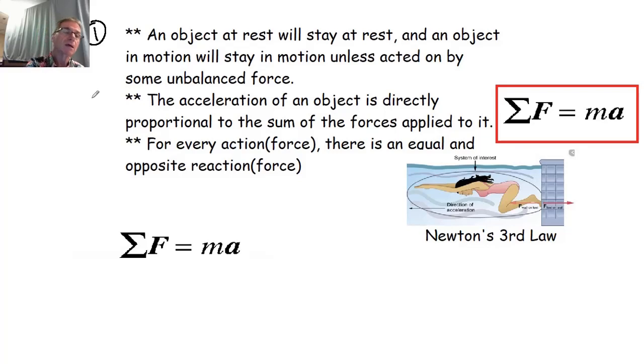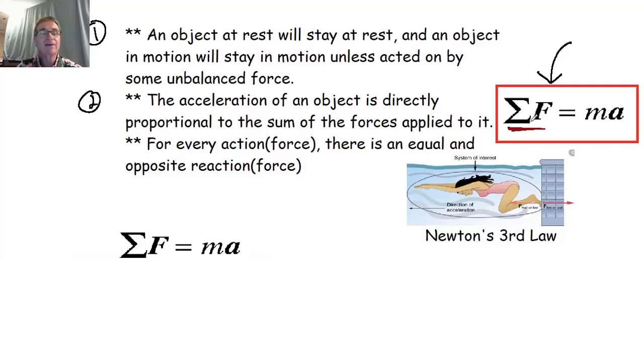Law number 2. The acceleration of an object is directly proportional to the sum of the forces applied to it. This is the law that has an equation associated with it. And the equation is over on the right-hand side. I just drew an arrow on it. The left-hand side is the sum of all the forces on an object.